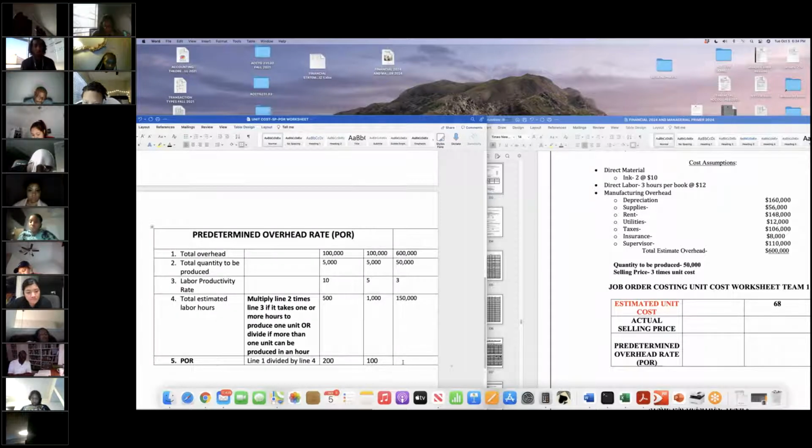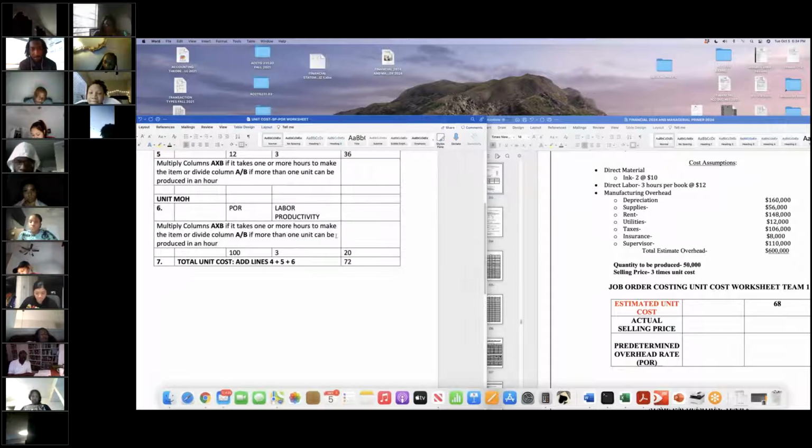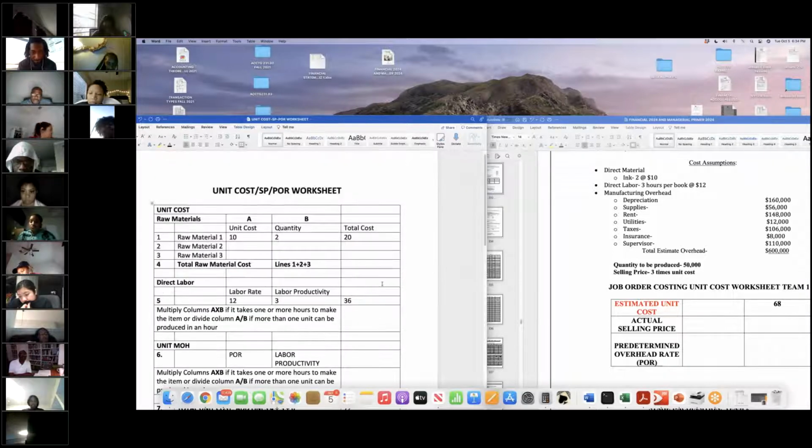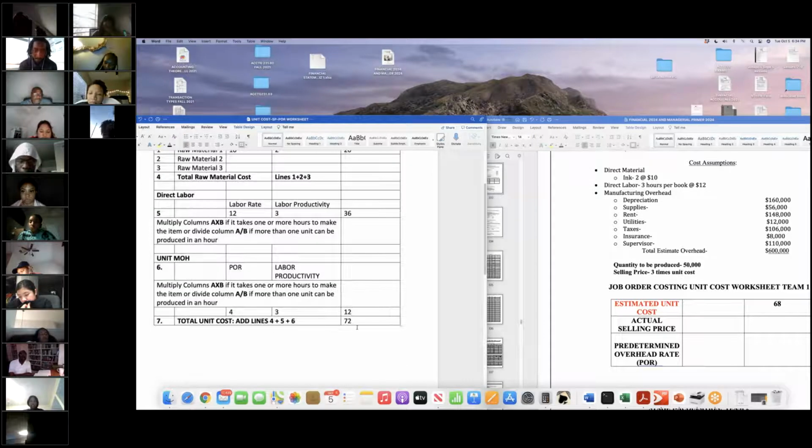And so our POR is line 1 divided by 4. So what's our POR going to be? POR is 4. So we can bring that back up here and put a 4. And so now what are we going to have? 4 times 3 is 12. So 20, 36, and 12 is how much? 68.